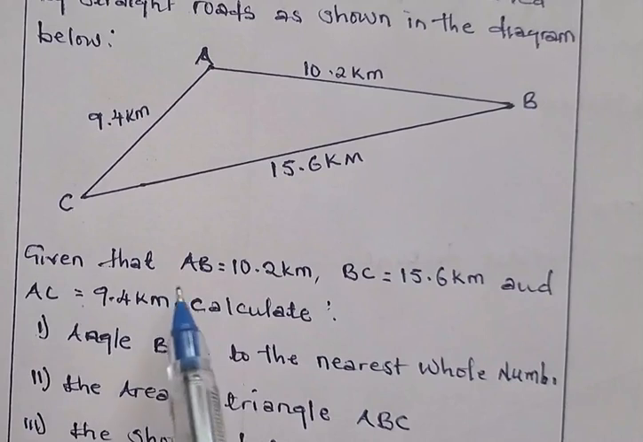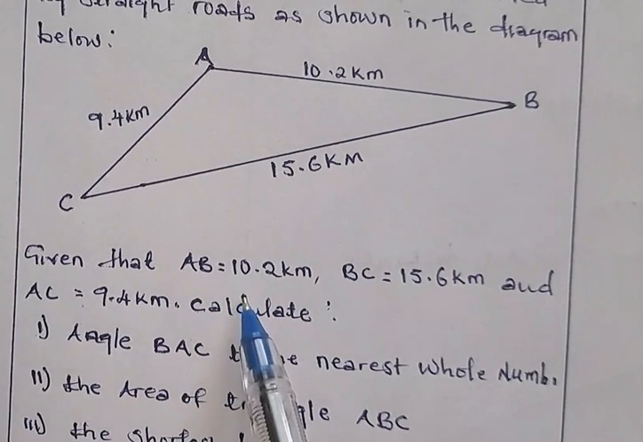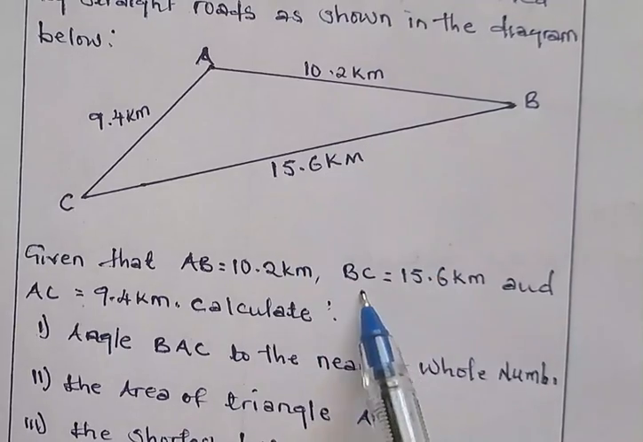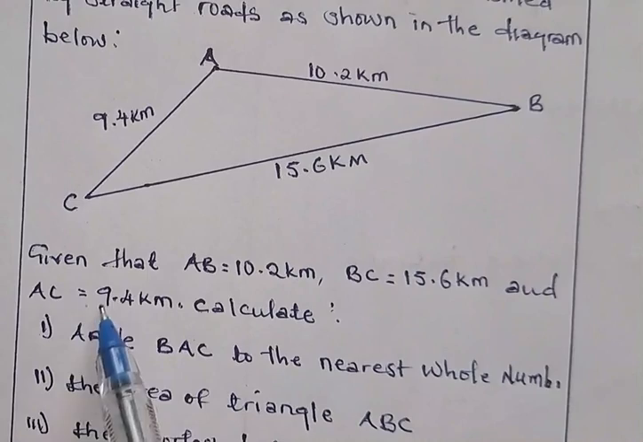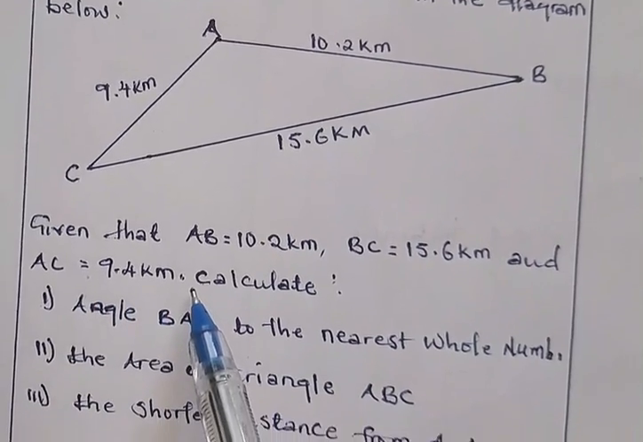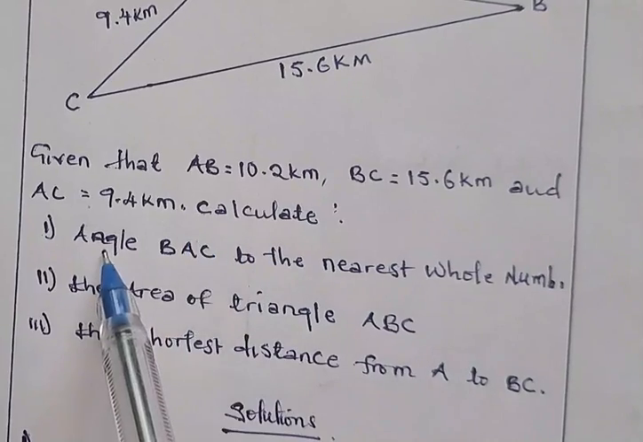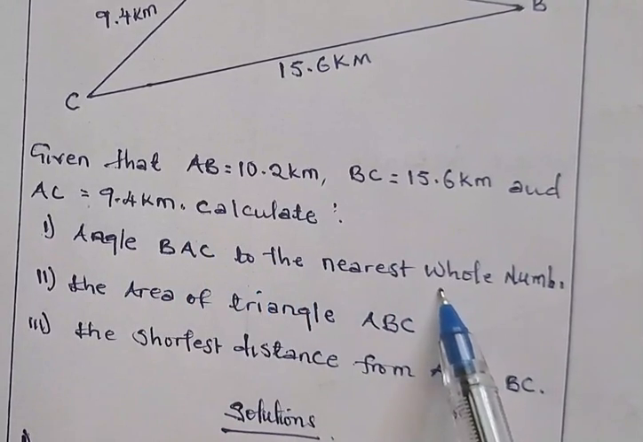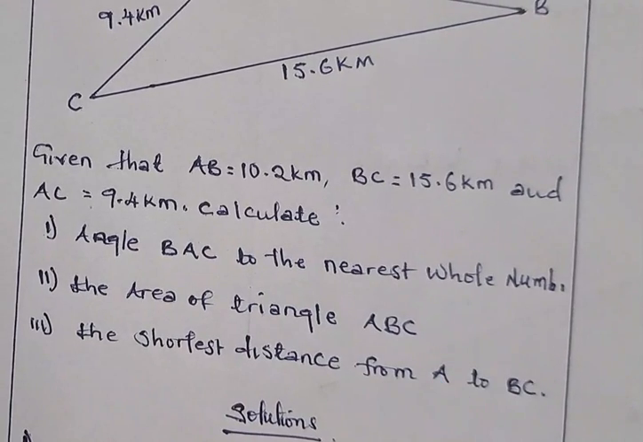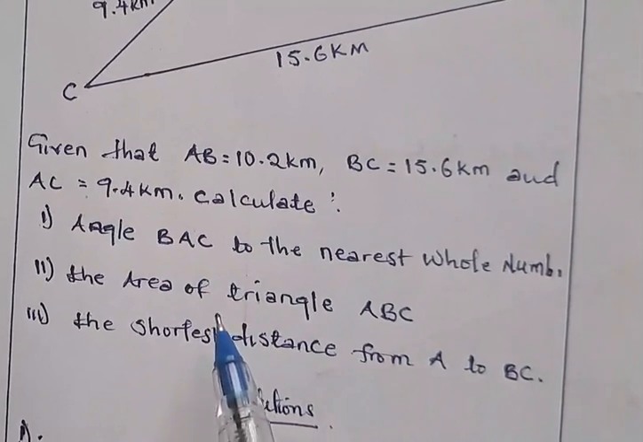Now they're saying given that AB is 10.2 kilometers, and then BC is 15.6 kilometers, and AC is 9.4 kilometers. Find the following. The first one, calculate the angle BAC to the nearest whole number. Well, whole number, you just want to round it off to the nearest unit, isn't it? Yeah. So we want to find angle BAC.